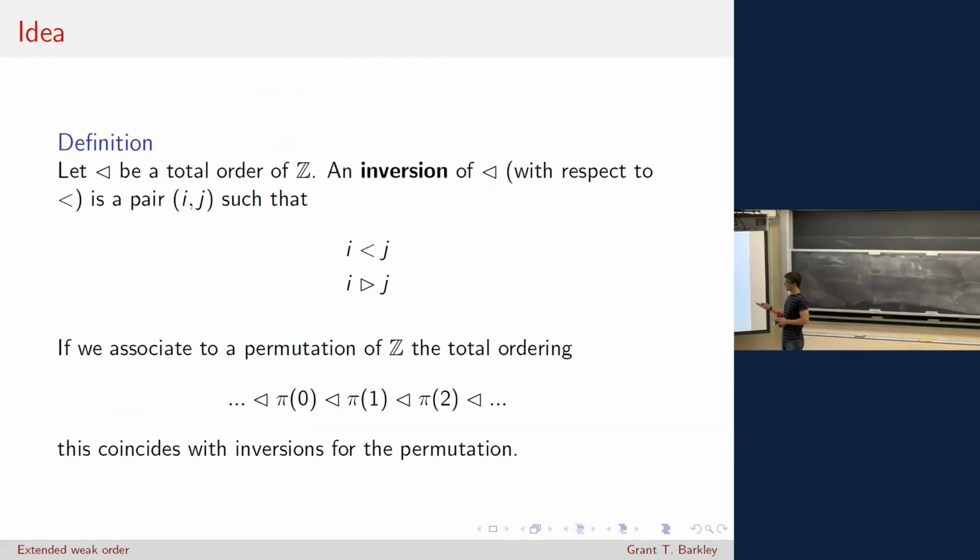Well, if I have a total order of the integers, I'll call it like triangle Sn, then I can talk about an inversion of that total ordering. That'll just be a pair i comma j, such that i is less than j in the usual ordering of the integers, but i is greater than j in my particular total order. Okay, and so if I associate to a permutation of the integers this particular total ordering, the one-line notation, basically, then this is the same thing as the inversions for that permutation.